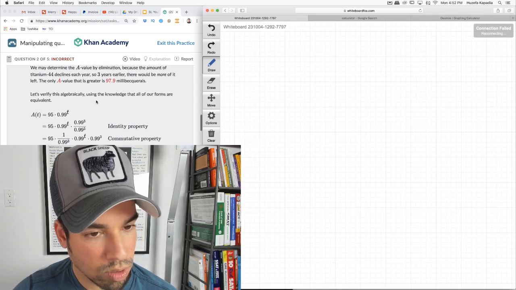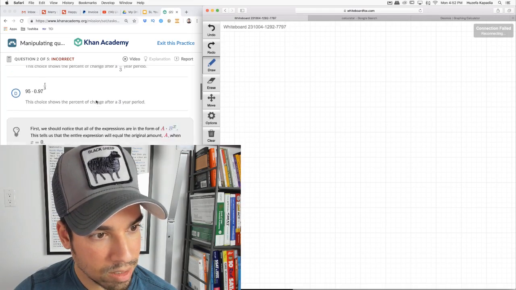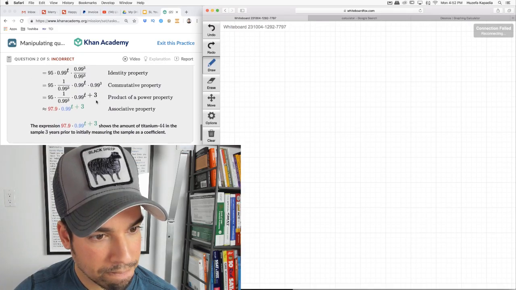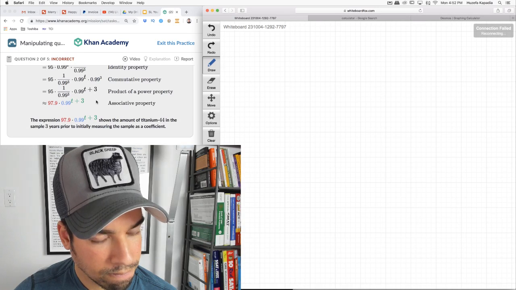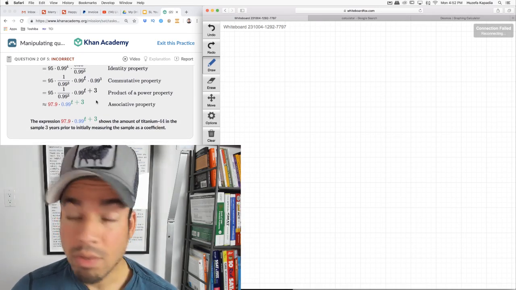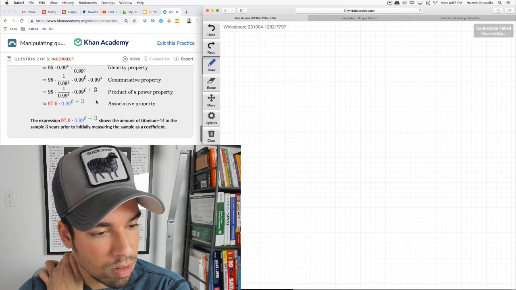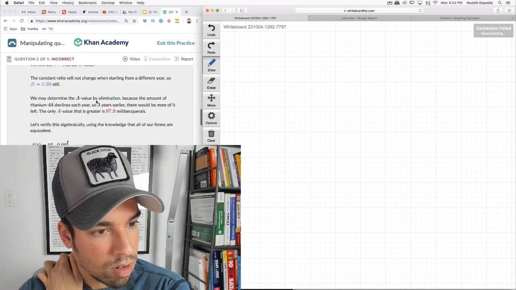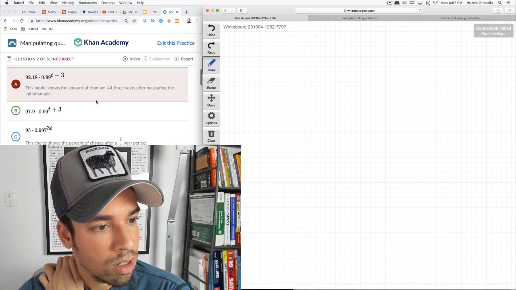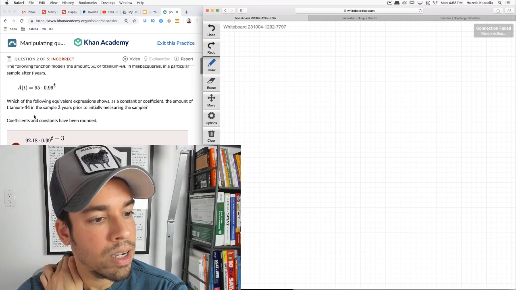So 3 years earlier, there would be more of it, right? Exactly. Measuring the sample as a coefficient. 3 years prior. T plus 3. Did they change the... Oh, they changed the coefficient. I didn't even see that. Okay, so they were modifying... Okay.